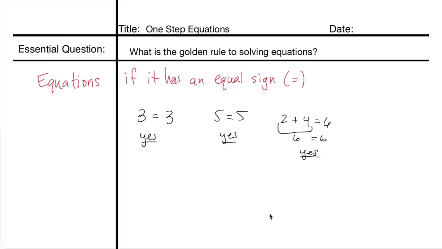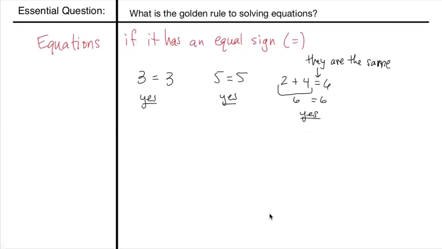So they might not look exactly the same, but this equal sign here means, go ahead and write this down, they are the same. They don't look the same necessarily, but they are the same. And we know they're the same because of the equal sign in math. That tells us that they are equal. So let's look at an example here.